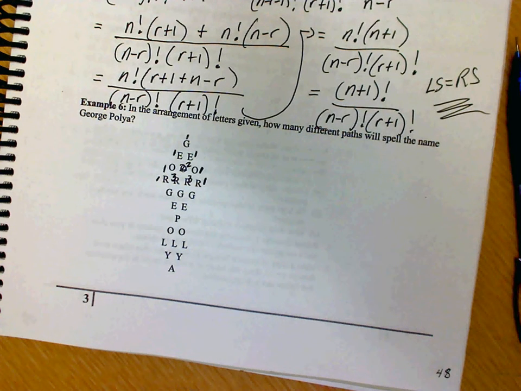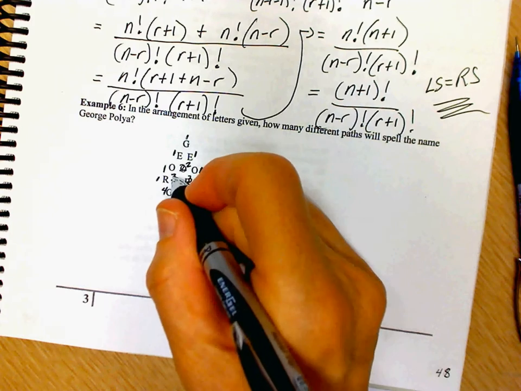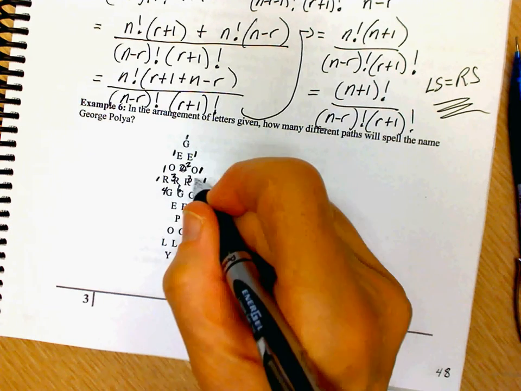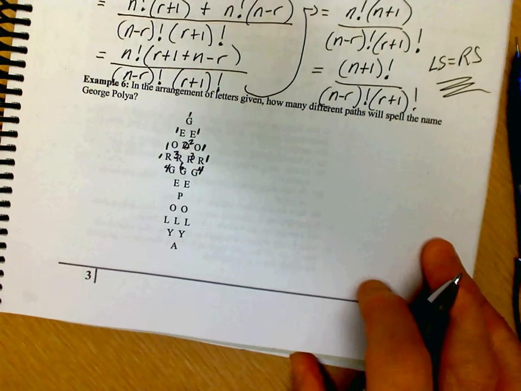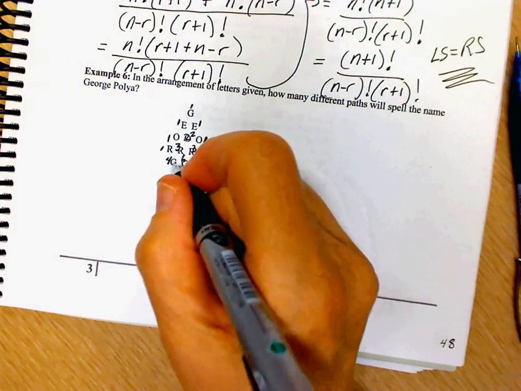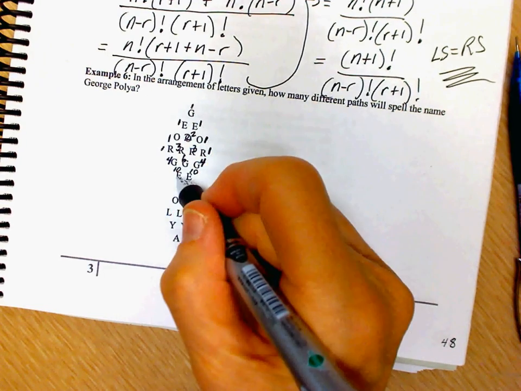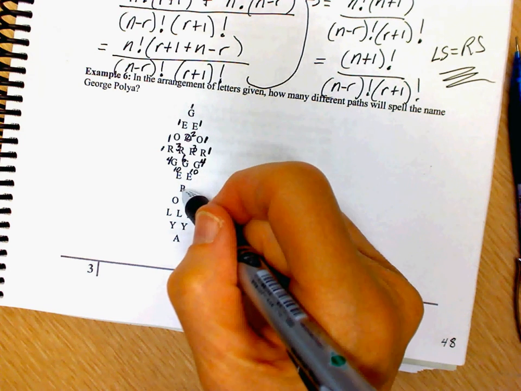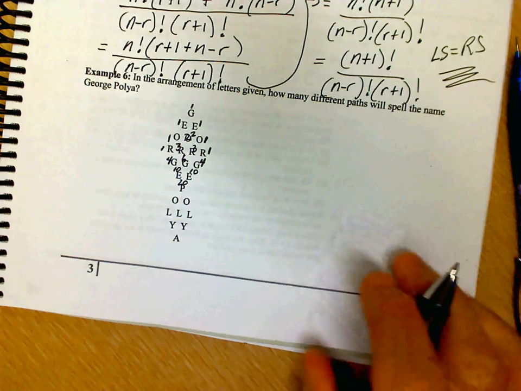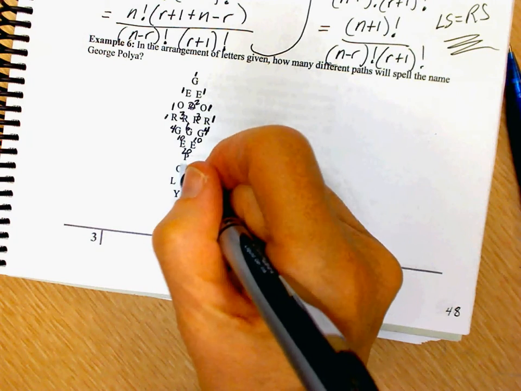So 1 plus 3 ways to get to that G, that's 4. 3 plus 3 equals 6. 3 plus 1 equals 4. 4 plus 6 equals 10. 6 plus 4 equals 10. So there's 10 ways to get to that E and 10 ways to get to that E. To get to this P, that's 20. To get from P to O, there's 20 ways. To get to O from P, there's 20.